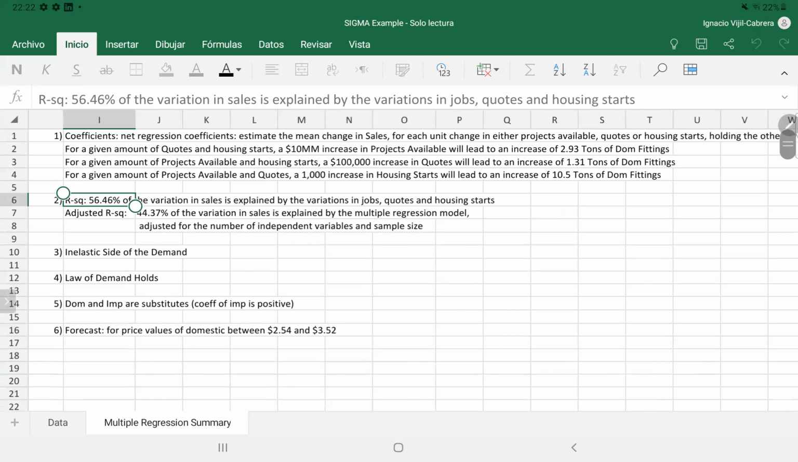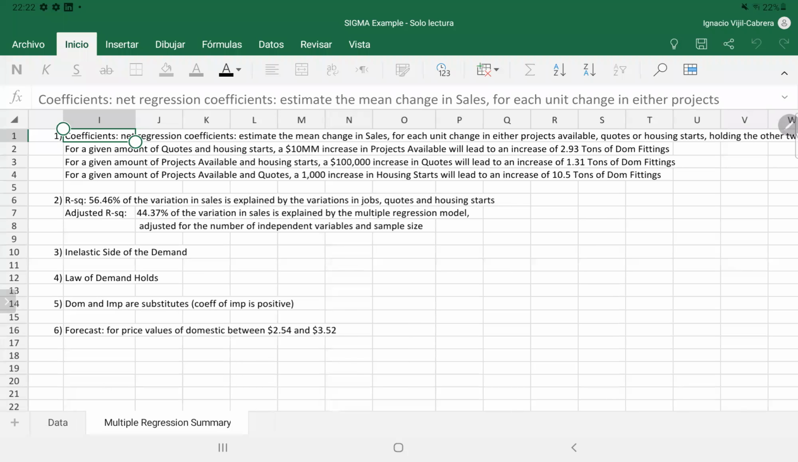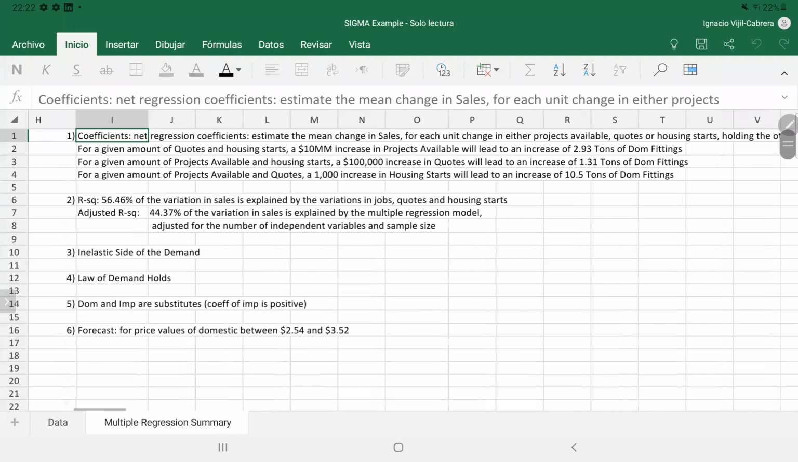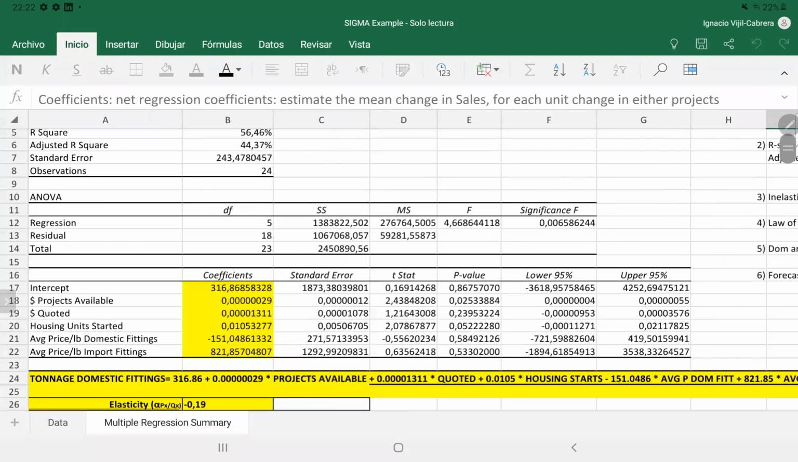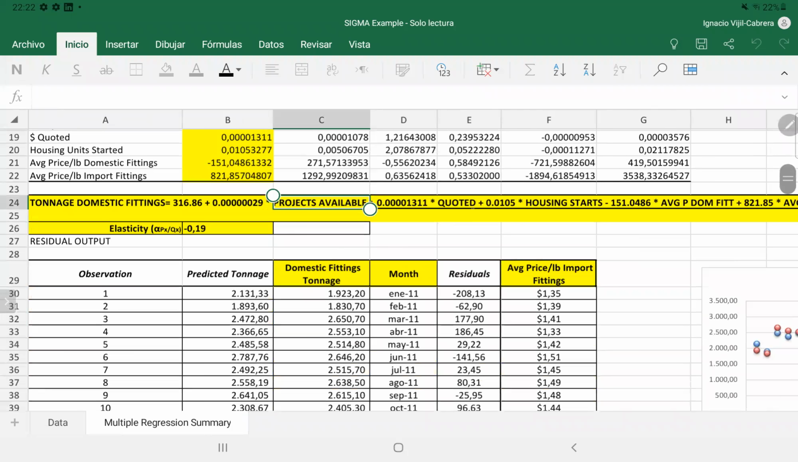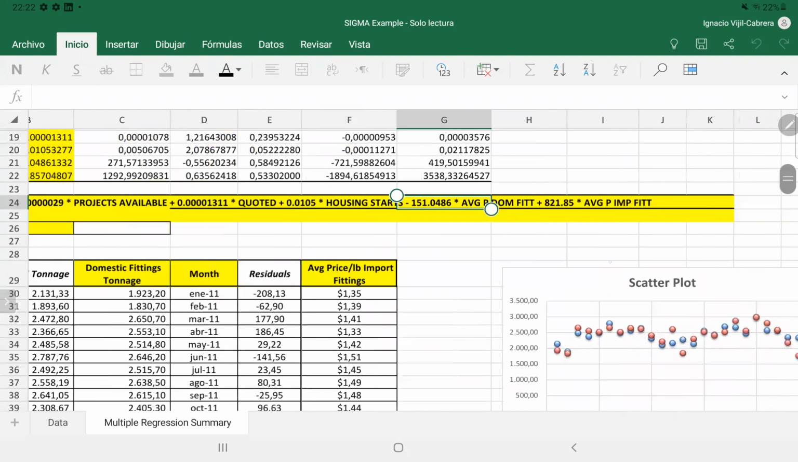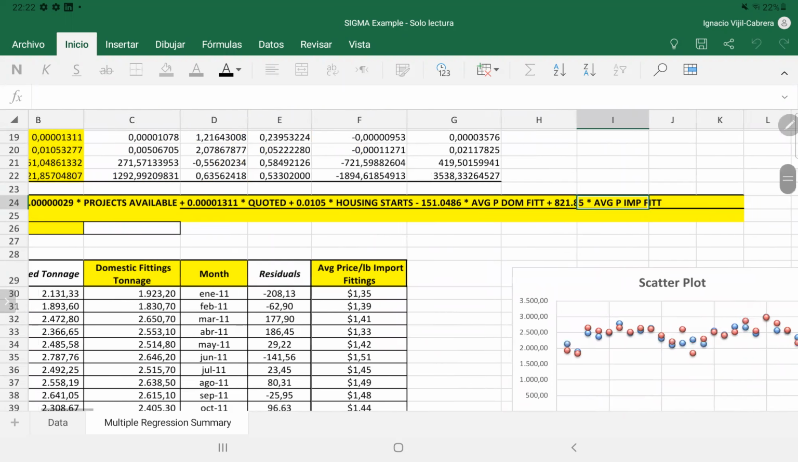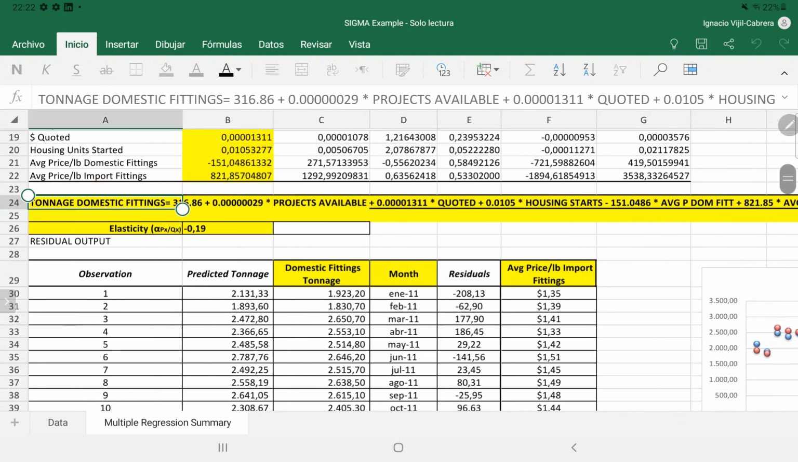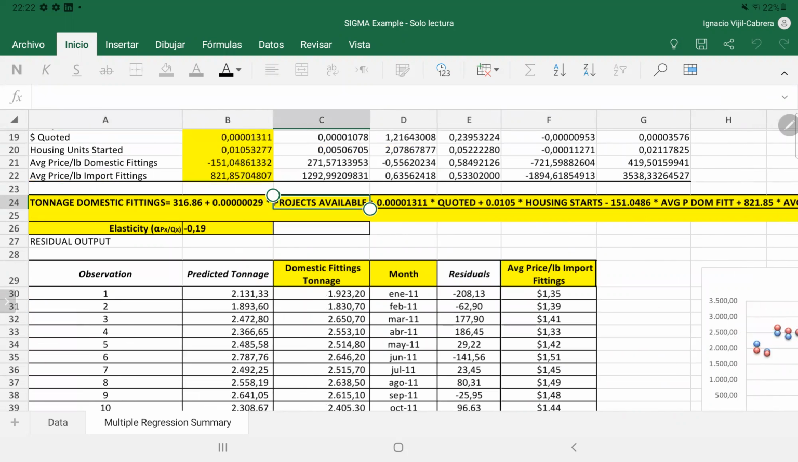But most importantly, because I have the equation for the demand, now I can fix each of these things. Projects available, I don't change it, quoted, I don't change it, housing starts, I don't change it, this price, I don't change it, but I only change the price of the fittings, and that is going to tell me how much I can expect to sell. And then I can change other things. Now what I'm going to change are the projects available. I'm going to change the dollars quoted.